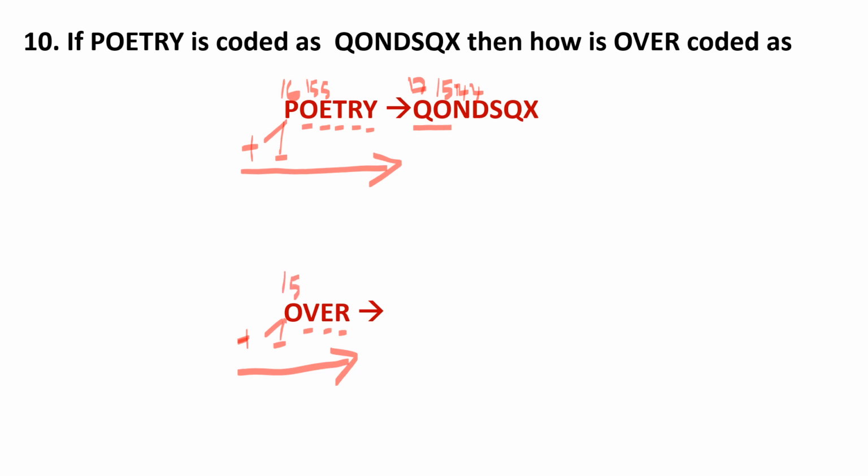So it is 15. 15 plus 1 it is 16. 15 minus 1 it is 14. Next 22 minus 1 it is 21. 5 minus 1 it is 4. 18 minus 1 it is 17. So the answer is PNUDQ.